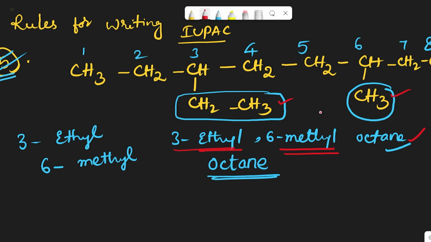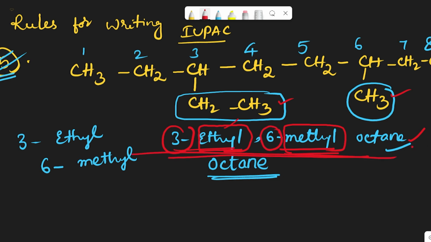Is it okay? Once again I am repeating. If the 2 substituents are found in equivalent positions, then the lower number is given to the one coming first in the alphabetical order. So here, in alphabetical order, ethyl comes first, then methyl comes next. Ethyl is getting the lower number, and methyl, coming next, is getting the higher number. So this is the correct one.